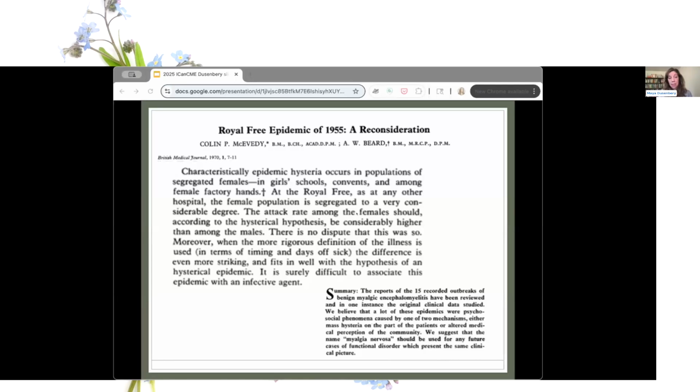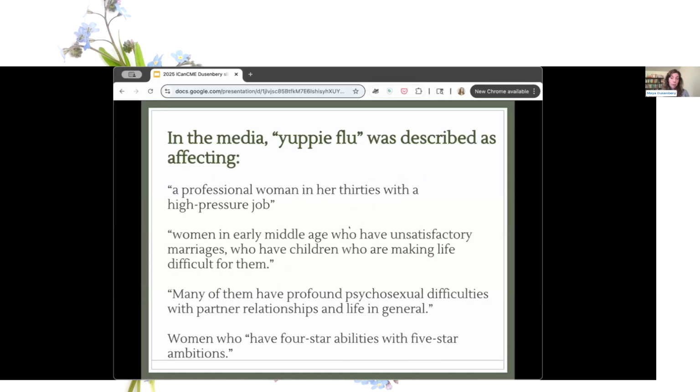So in the media, the condition started to become the butt of jokes. By the late 80s, it had gotten the nickname yuppie flu, and its sufferers were stereotyped mainly as overwhelmed working moms, professional women with high-powered pressure.